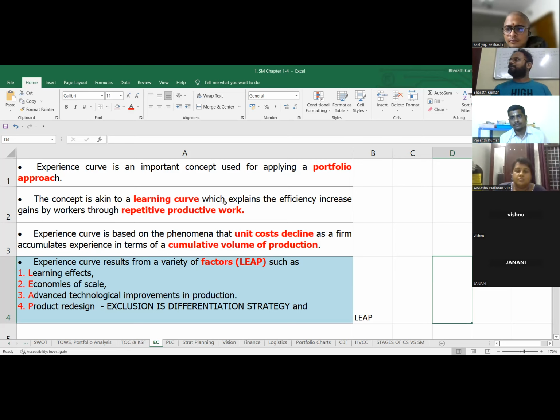Or I may take it to 8,000 also. But as a businessman, if it is a product or service, I will reduce my per unit cost. That's called learning curve. So LEAP, I already told you. What are the LEAP factors? L, learning effect. Next, E, economies of scale. That's what I told you, per unit cost will get reduced. A, advanced technological improvement. So I will do more technology and I will keep the same price.